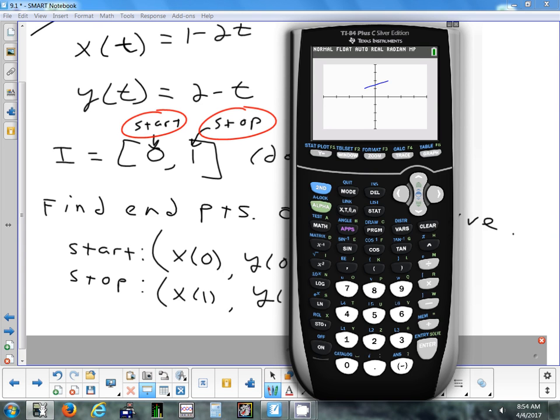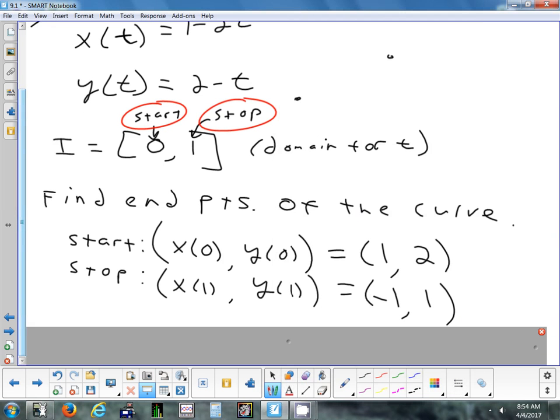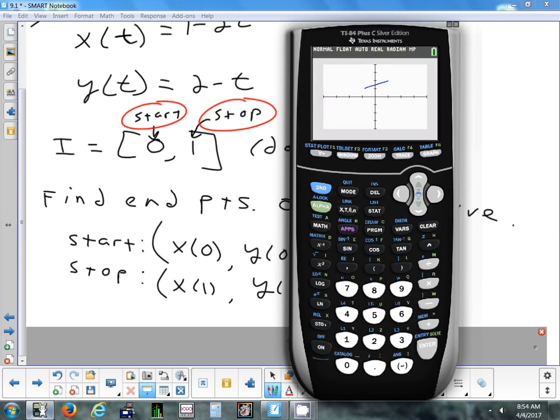It drew it from right to left because the start point was (1, 2), right? And the end point was (negative 1, 1). So when the calculator draws things parametrically, it always goes from the start to the end. Now, if you were to graph in y equals mx plus b, that always graphs left to right, always. It never does anything different. But parametric can graph different directions depending on the start and the end point.